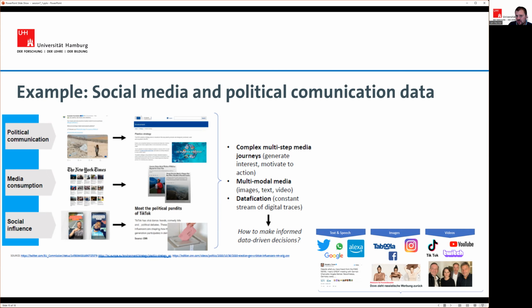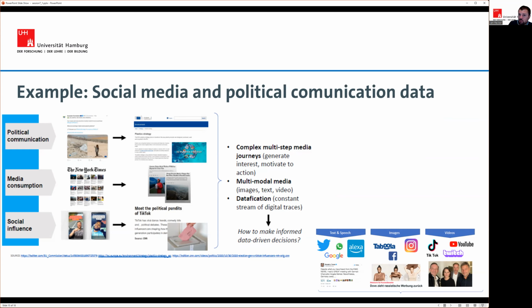The study looks at social media, political communication, and how our consumption of political news through social media occurs, right? That is very complicated because it goes through multiple layers. So it's a multi-step media journey, right? Politicians may want to, let's say, promote a new save-the-ocean-plastic strategy. We can hear about it maybe from politicians we follow.